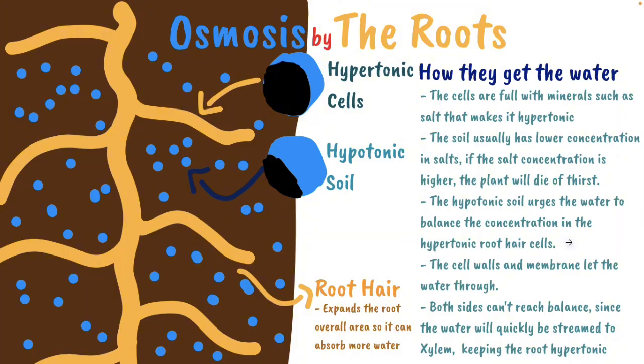What is root hair? Root hair expands the root's surface area so it can absorb more water. Now, the water enters through the cell walls and the membrane lets the water through. But for your information, both sides cannot reach balance since the water is quickly streamed into the xylem, keeping the root hypertonic and not full of water.